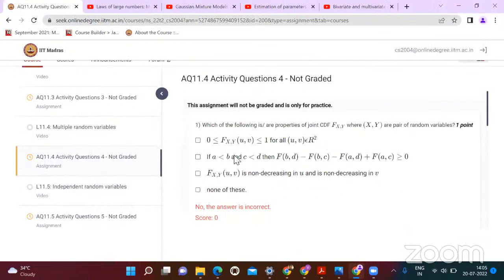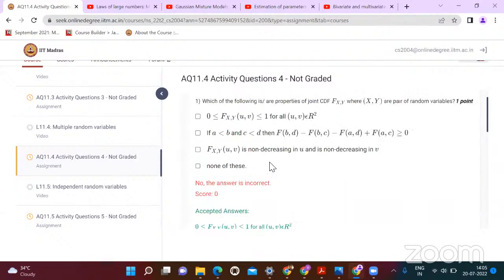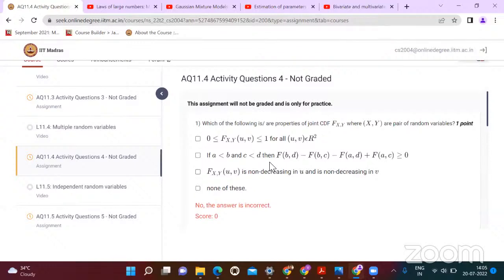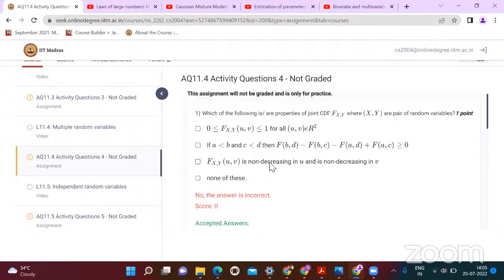This problem, right? Yes, sir. Which of the following properties of the CDF? The first one is correct, the third one, only the second one, right? So what we can do is take some random values A, B, C, D, and then try to do this.